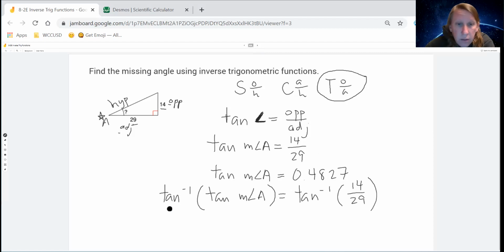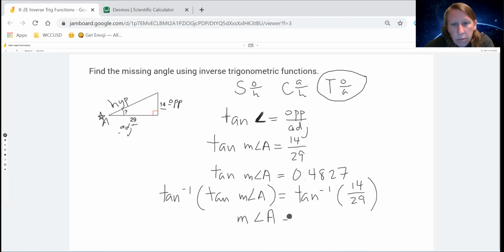Now, what does a function and its inverse do? Well, if you add something and take it away, that's the inverse operation. It kind of goes away. So the inverse tangent of the tangent is just the measure of the angle. That's what this is going to tell us. It's going to tell us the measure of angle A.